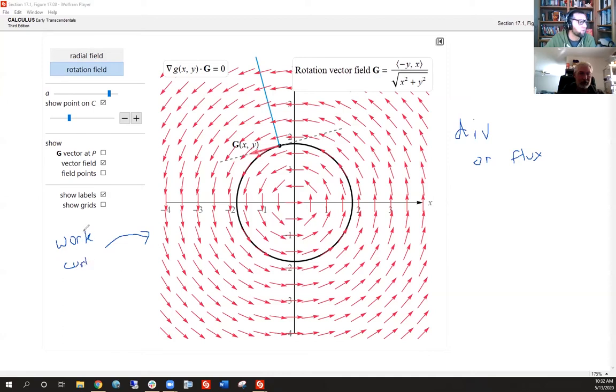Curl is the quantity, work is the physics thing. Here, divergence is the quantity, flux is the physics thing that we're going to talk about. We don't have to do anything with them yet, but this is kind of a hint of where things are going. Questions?